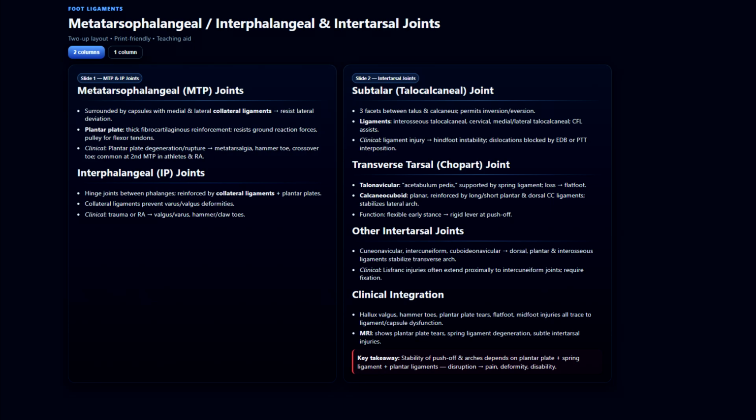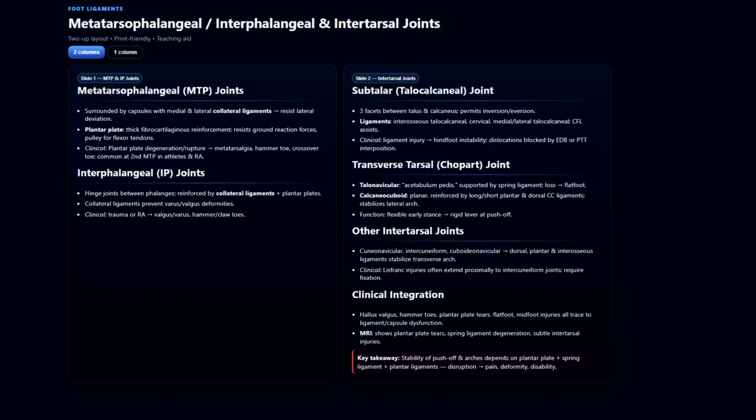This ligament is crucial. It not only supports the talar head, but also maintains the medial longitudinal arch. Loss of integrity of the spring ligament is one of the fundamental causes of acquired flat foot deformity, especially in posterior tibial tendon dysfunction. Radiographically, collapse of the talonavicular joint line is one of the earliest signs of this condition.